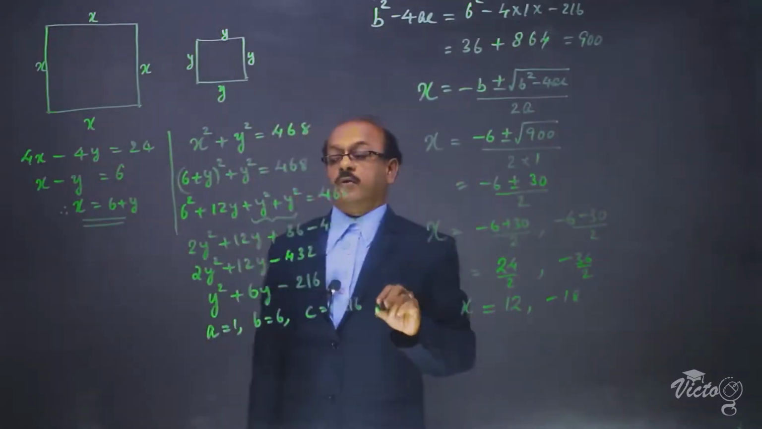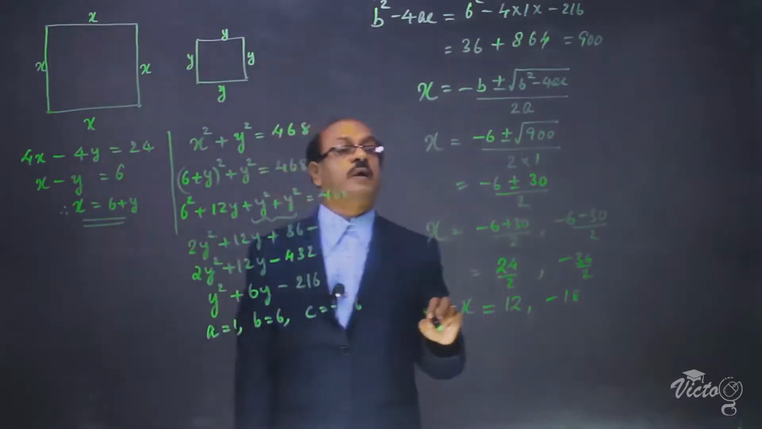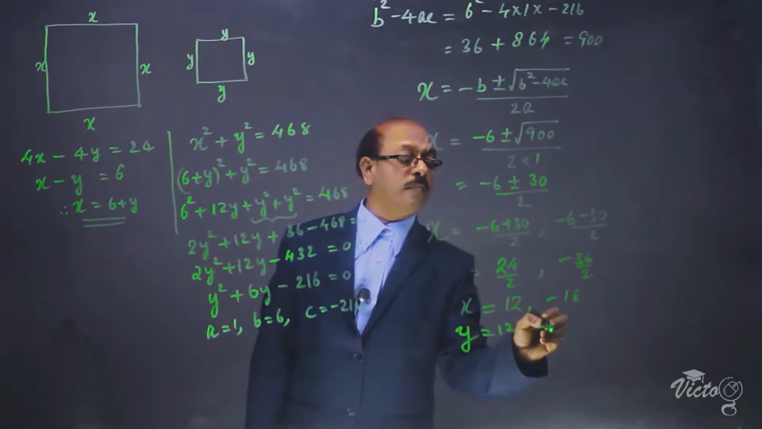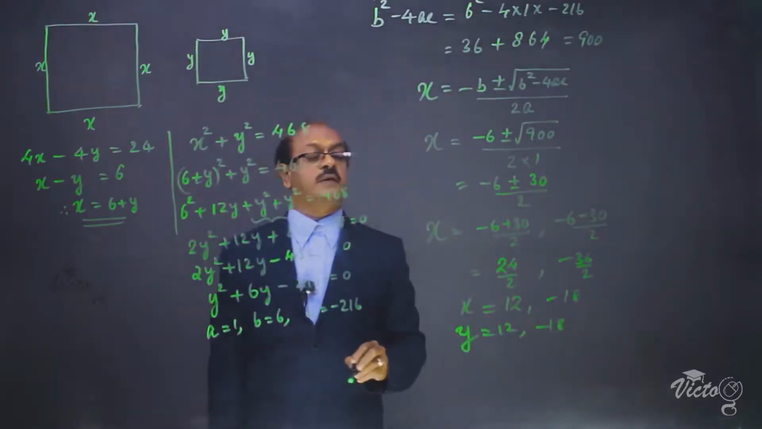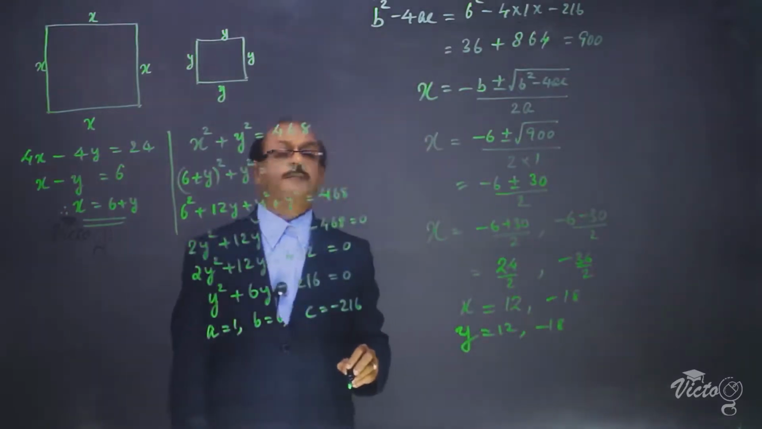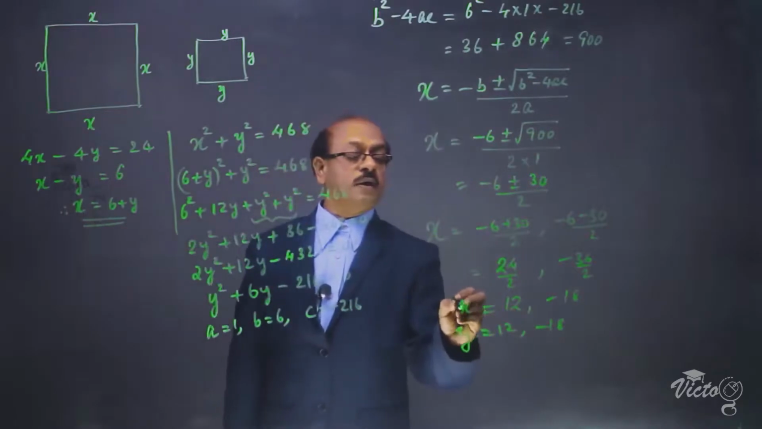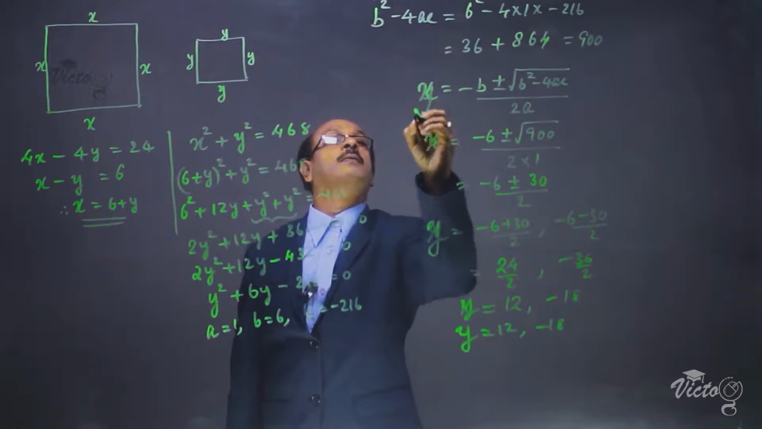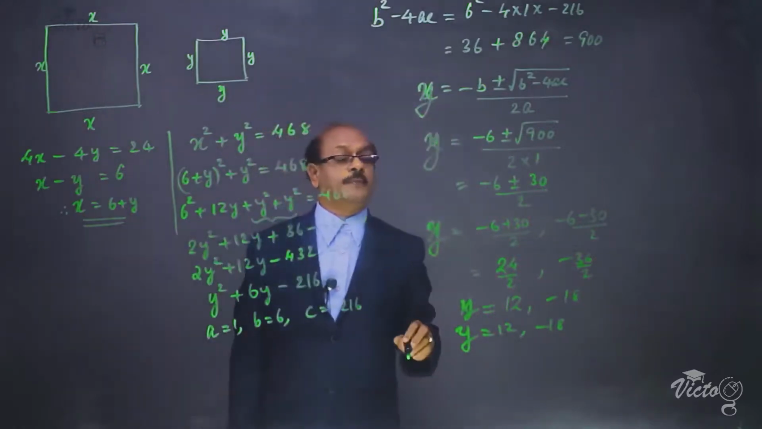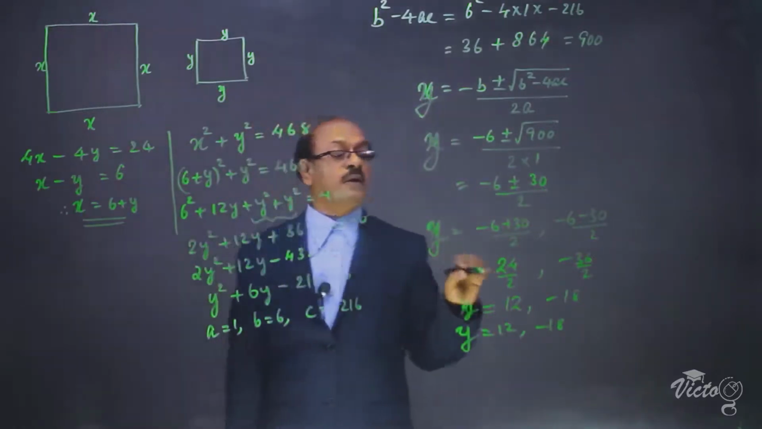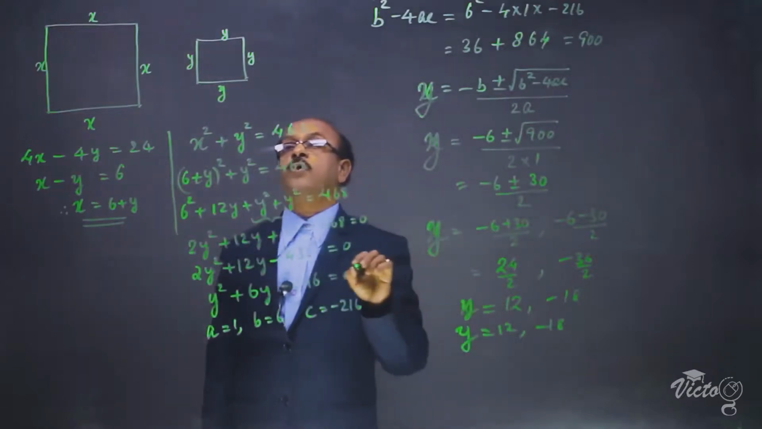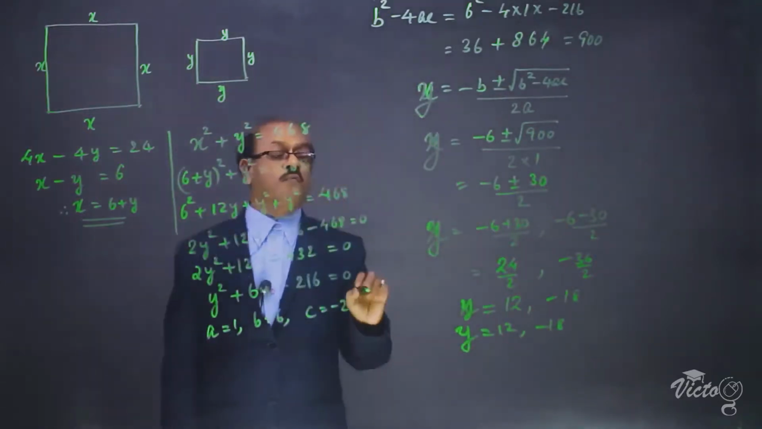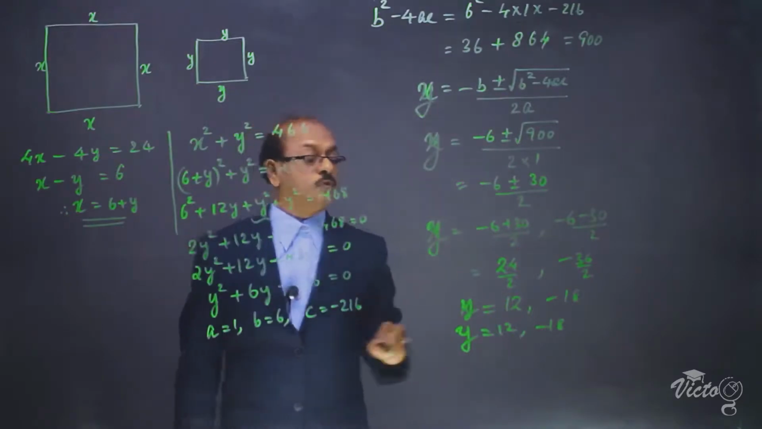Here our variable is y. That is, y is equal to 12 or minus 18. Not x. Here it is y. Y is equal to 12. We cannot accept the value minus 18 because the length of one side of a square will never be a negative number. Therefore, y is equal to 12.